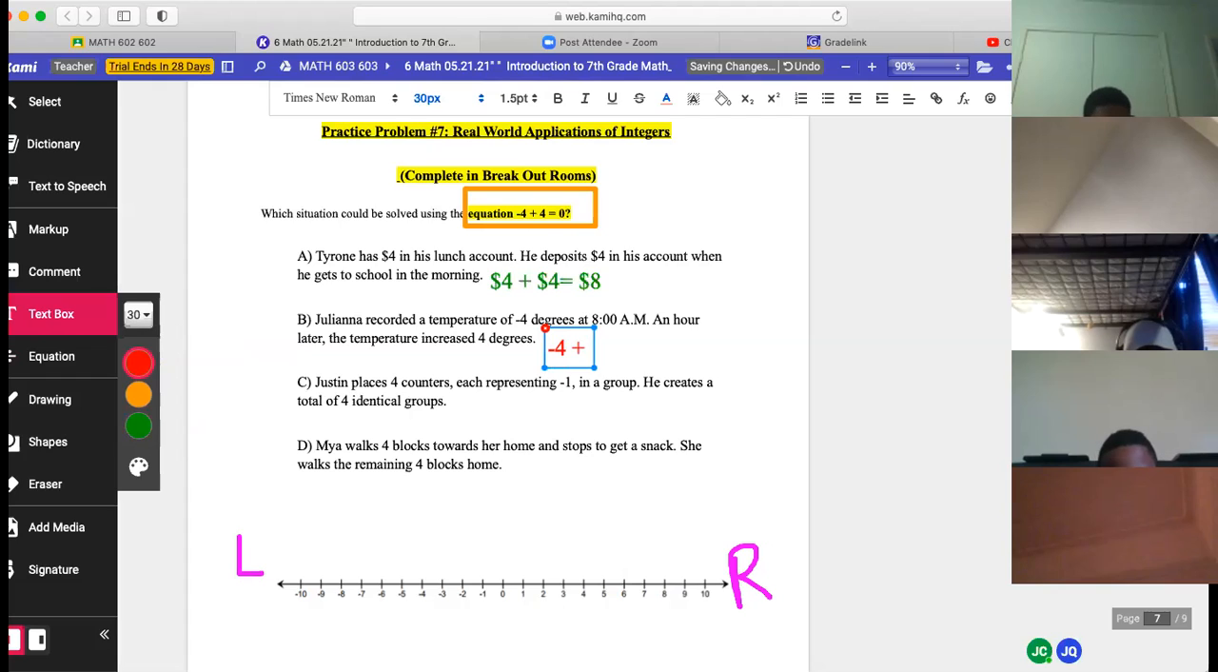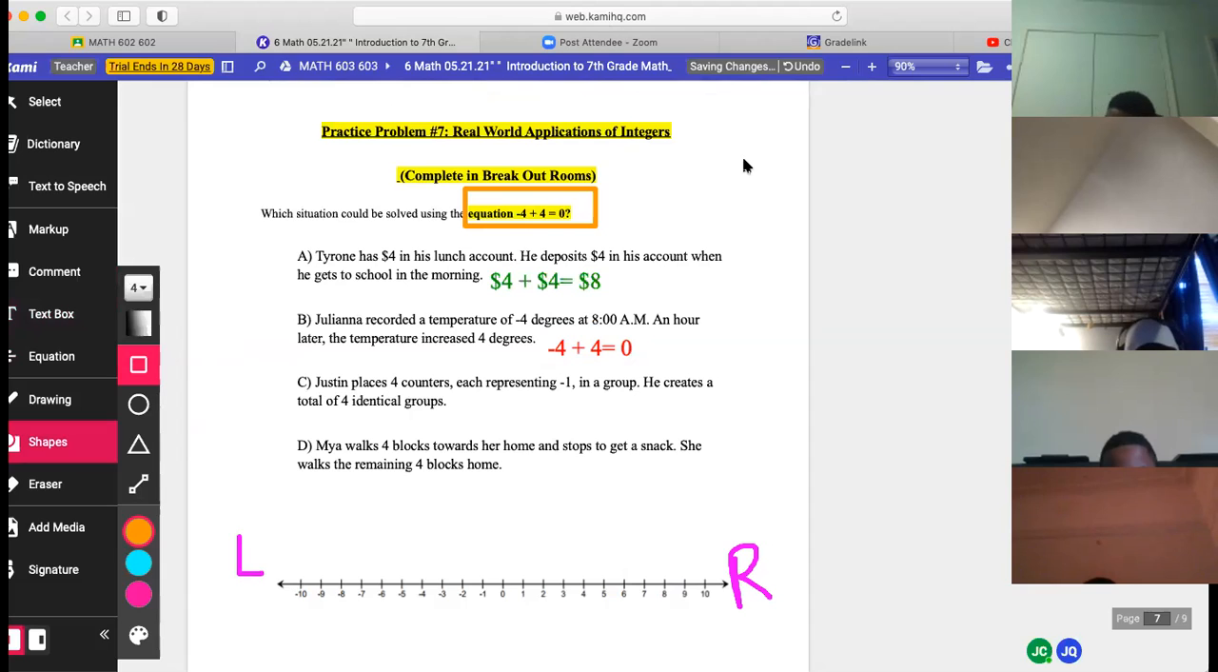Okay, so this one, I think we can use this one for 2 reasons. First of all, it has a -4 and a positive 4, and second, in the question it says equation -4 plus positive 4, and the first number here is -4, so I will use this one. But I'm going to read the other ones.